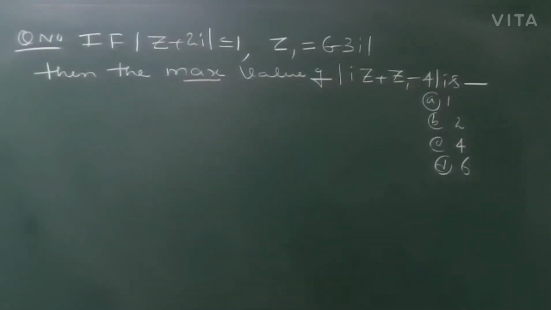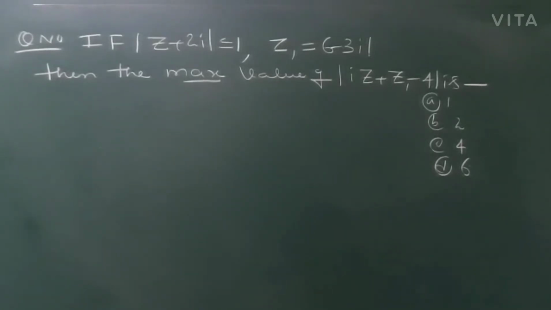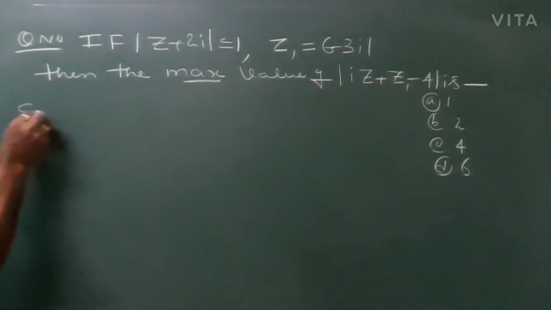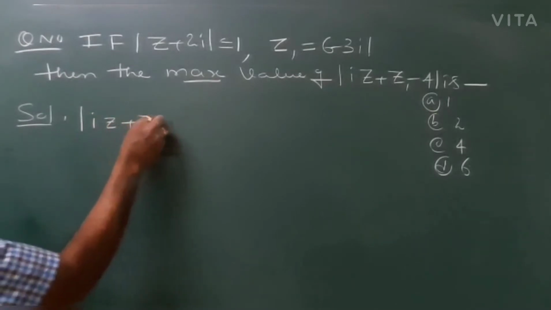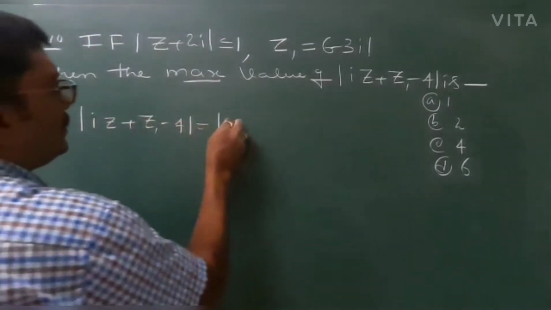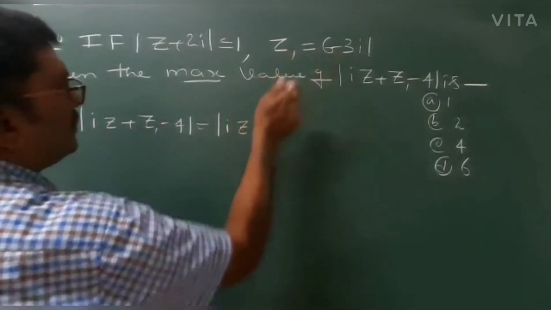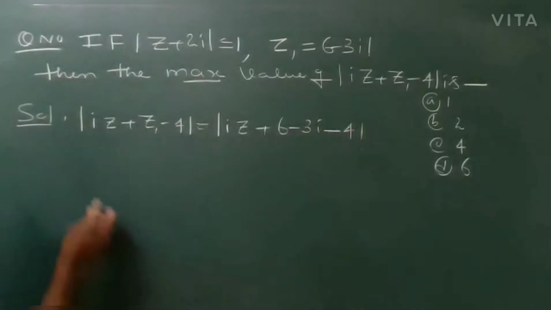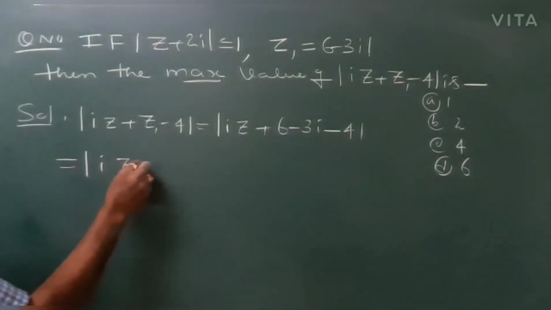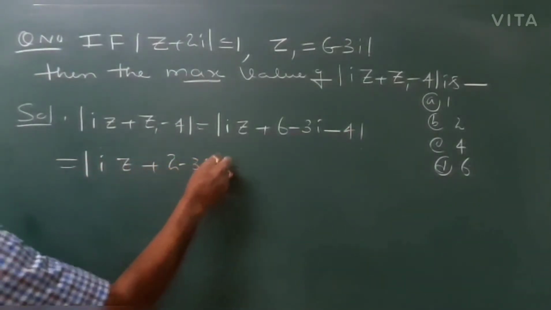Question. If modulus of z plus 2i is less than or equal to 1, z1 is equal to 6 minus 3i, then the maximum value of modulus of iz plus z1 minus 3. Okay, let us consider this only. What I do is modulus of iz plus z1 minus 4. Yes, iz, z1 you substitute, it becomes 6 minus 3i minus 4. This becomes iz plus 2 minus 3i.